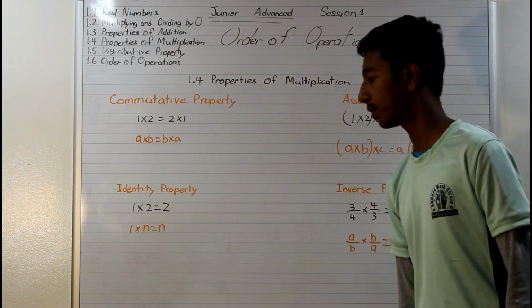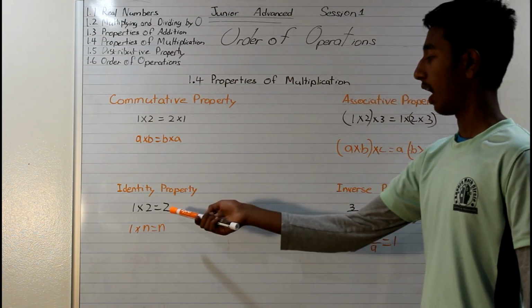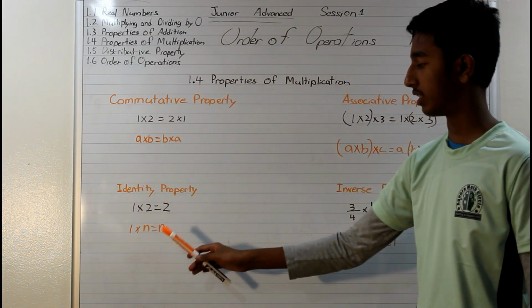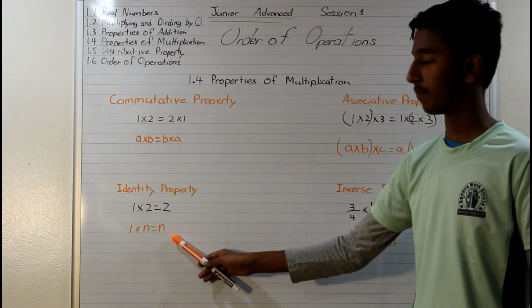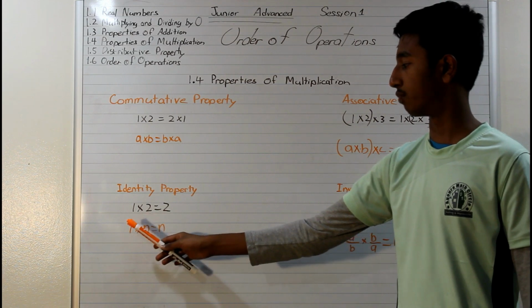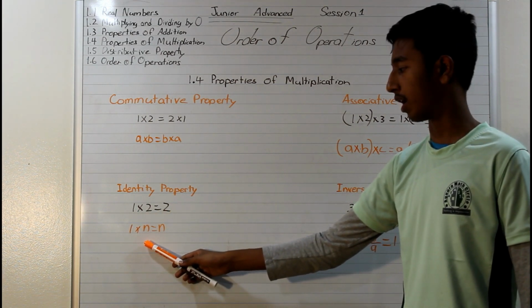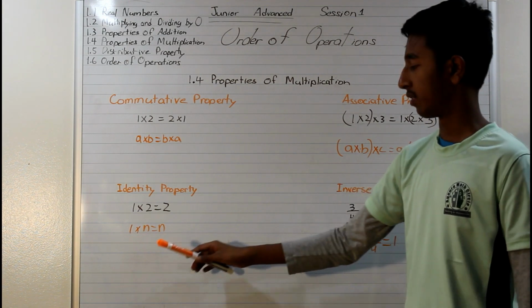The identity property, any number n times 1 is still n. Therefore, 2 times 1 is still 2. No matter what number is in the n spot, if you multiply it by 1, it will still be the same number.